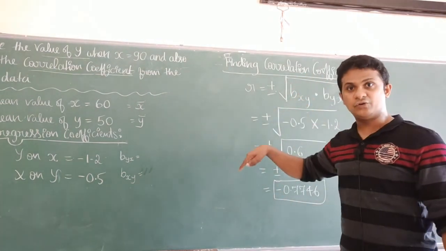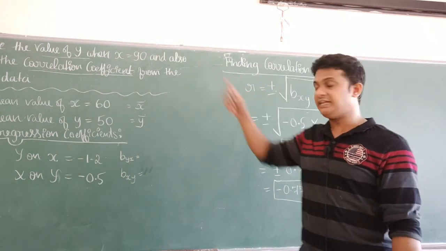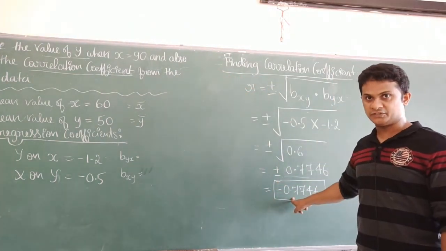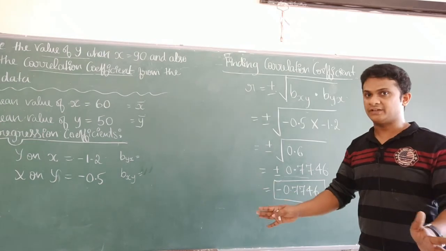We have found the value of y when x is equal to 90, and then we have found the correlation coefficient, which is negative.